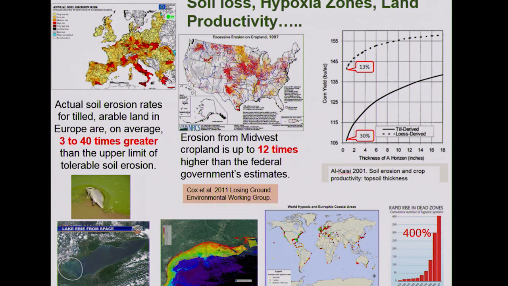So what happens when the soil is lost? It loses land productivity. This is a study in Iowa. In loess material soils, corn yield is decreased by 13%. In glacial soils, corn yield is decreased by 30%. So where does it get accumulated? In lakes and finally ends up in the ocean. If you look at these two pictures, it shows in 1901 there were less than 10 hypoxia zones in the world. Now we have 400 hypoxia zones. During the last 100 years, hypoxia zones have increased by 400% in the world.